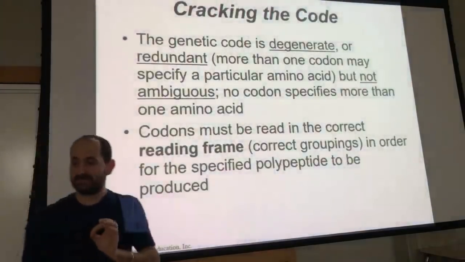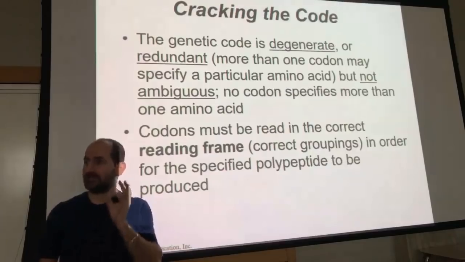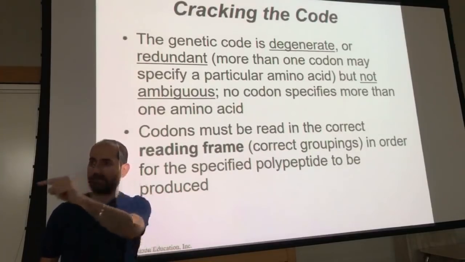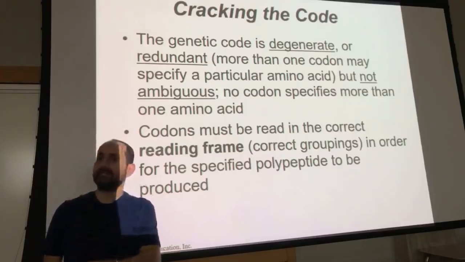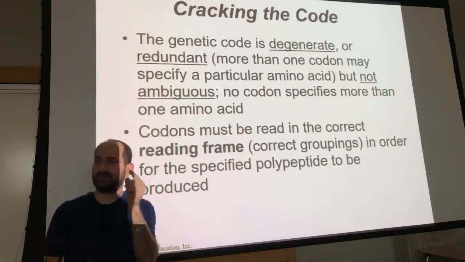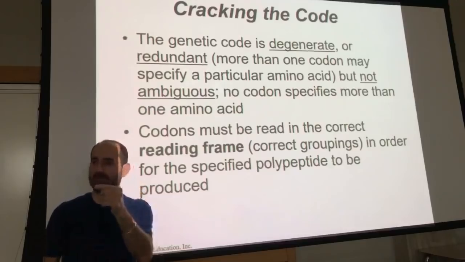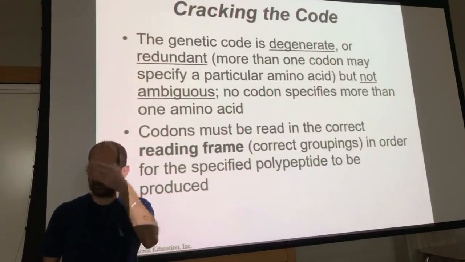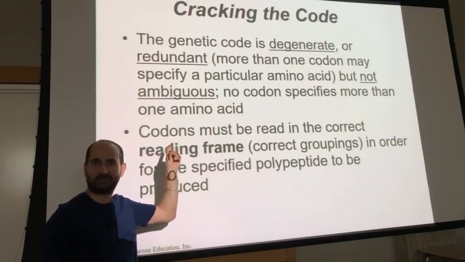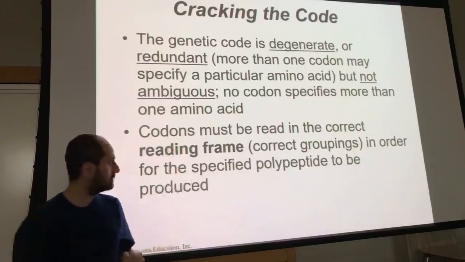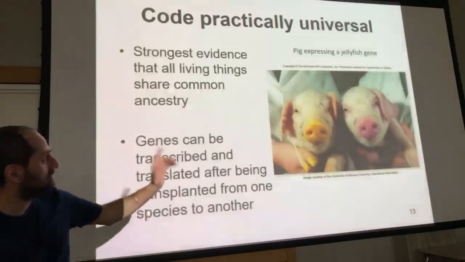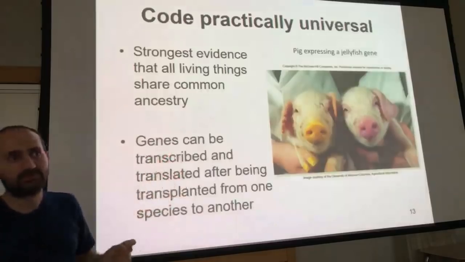You should know that the genetic code is degenerate or redundant. That means multiple codons can code for the same amino acid. But you should know that the genetic code is not ambiguous, which means that a particular codon will never code for more than that particular amino acid. So do know that statement at the top for the exam. You should also know that the genetic code is practically universal.